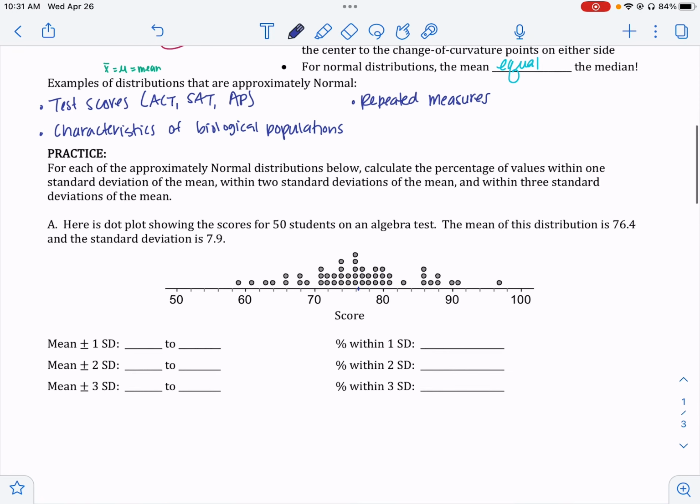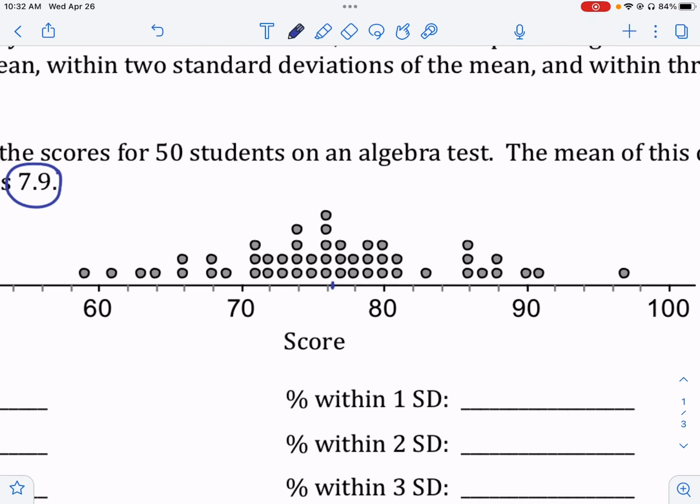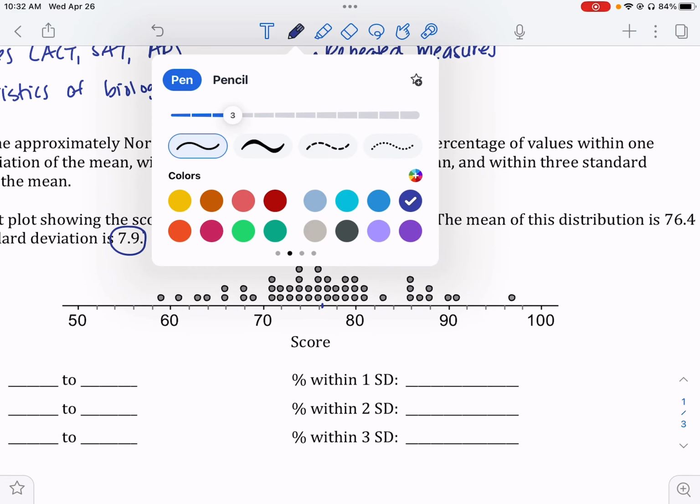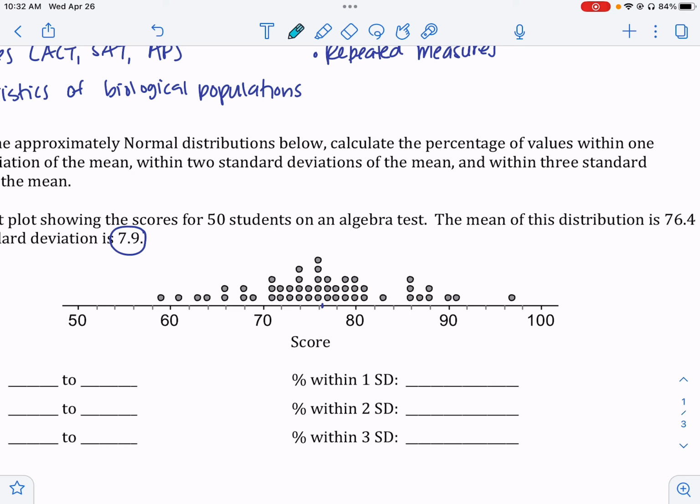The next information it gives me is my standard deviation, which we know is approximately how spread out my data is. 7.9 is kind of high for a test score, but let's see how this plays out in this case. So when we're looking at normal, we said our mean's going to be about in the middle, and this does look to be about the middle of all of my data. And then we're going to do one standard deviation in either direction.